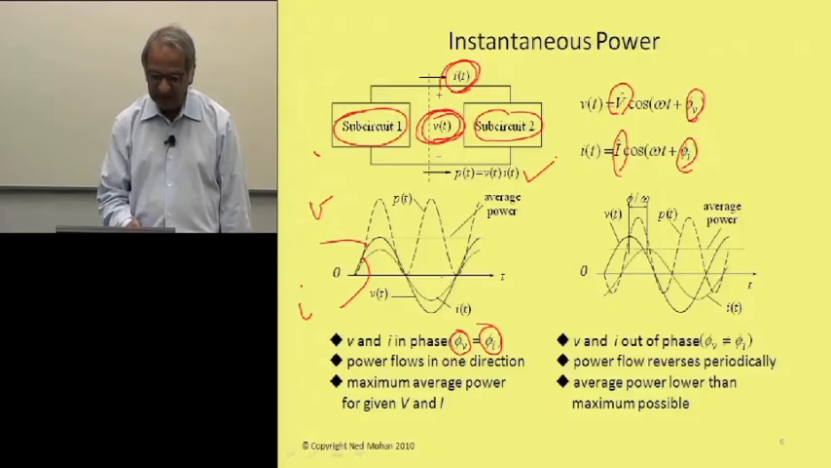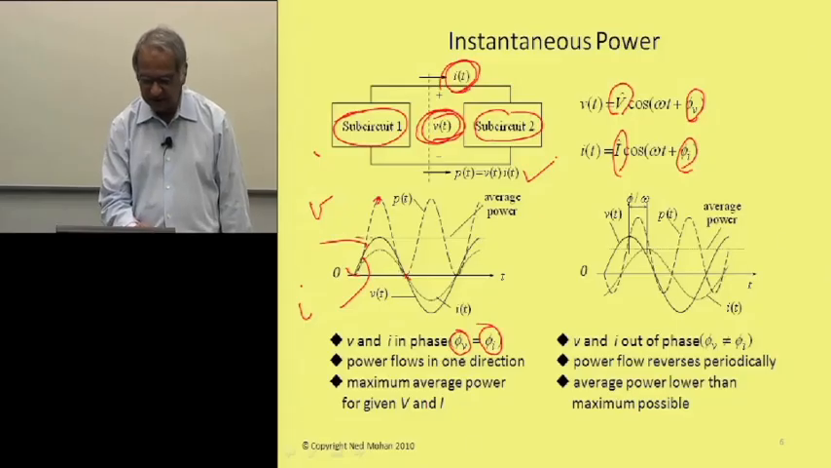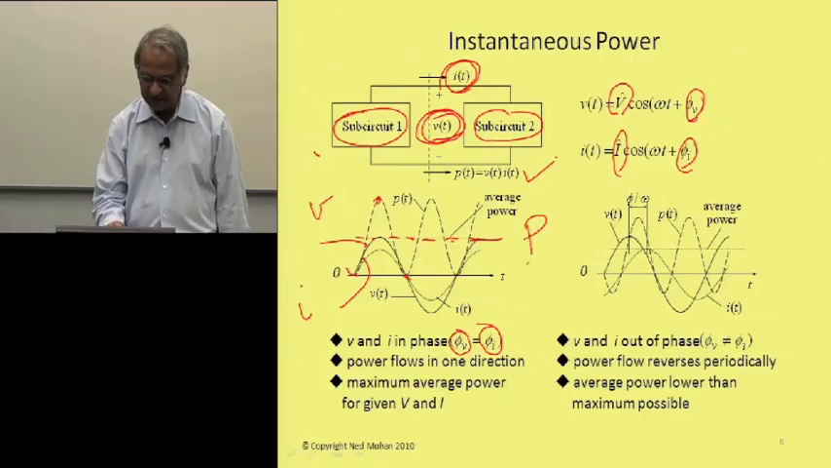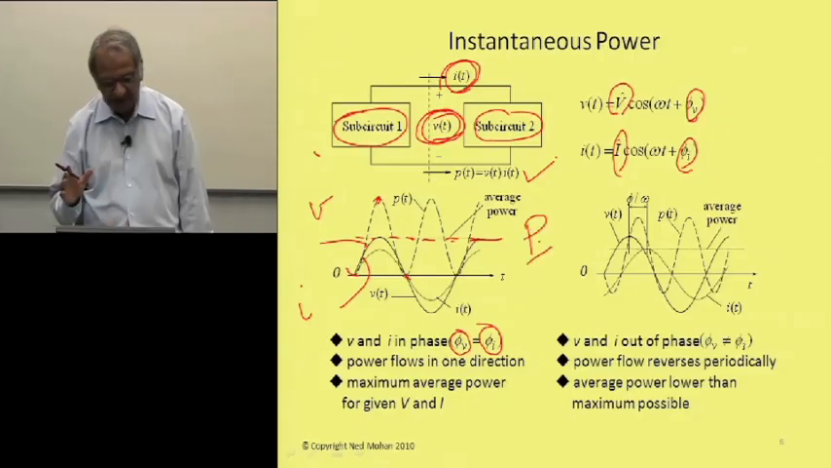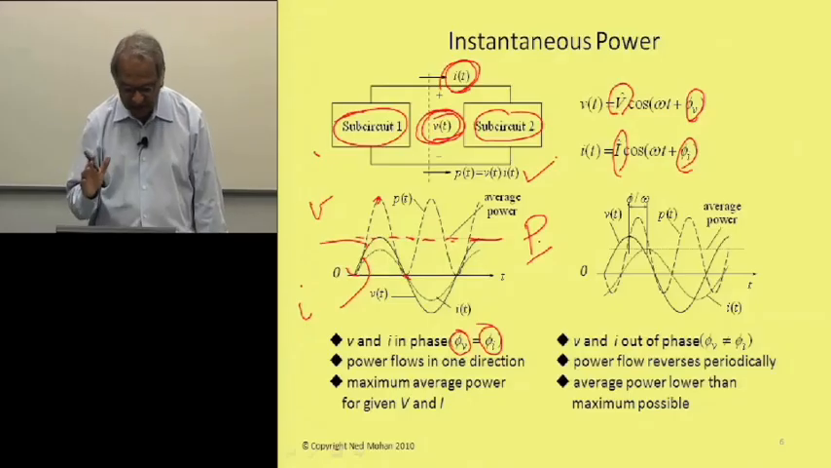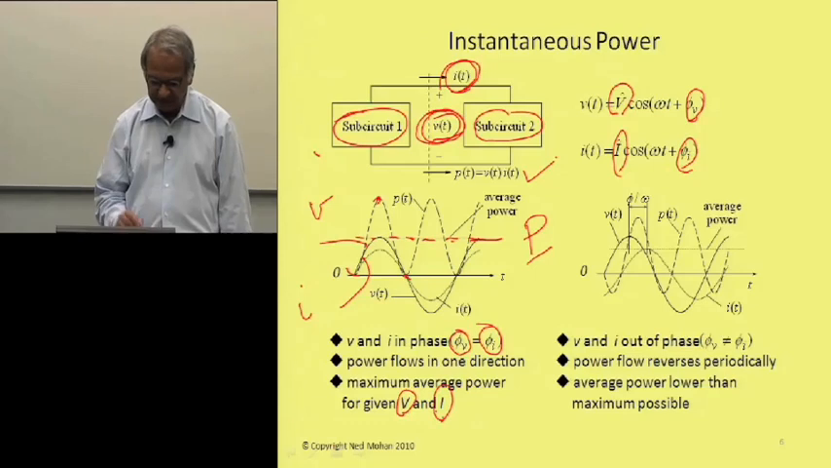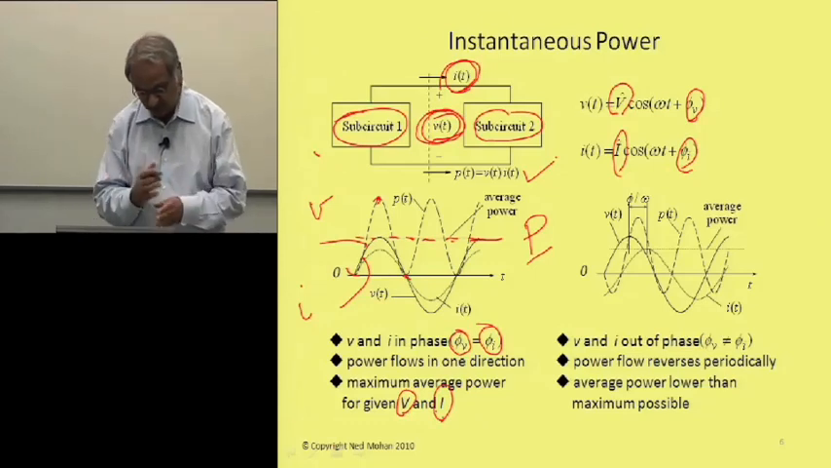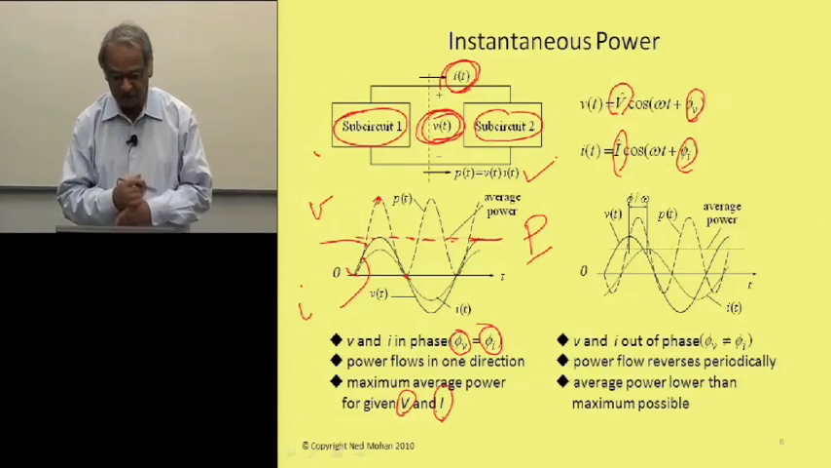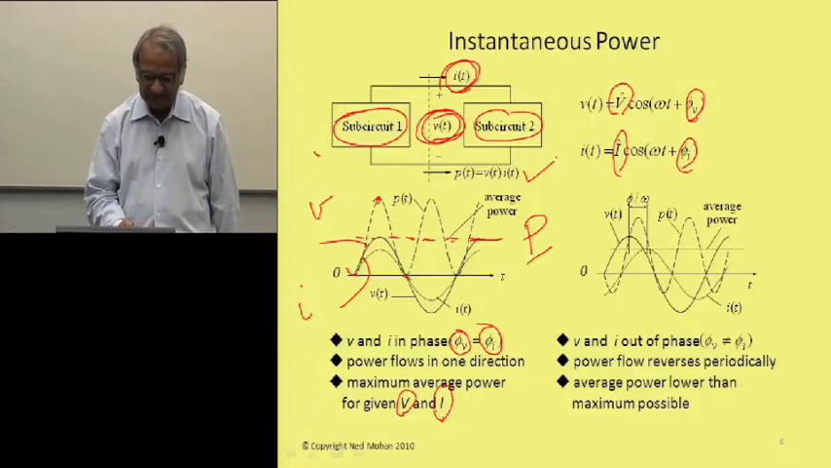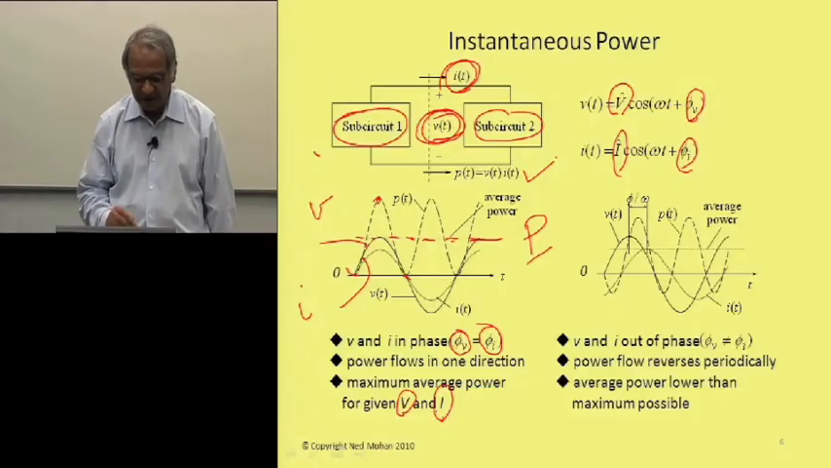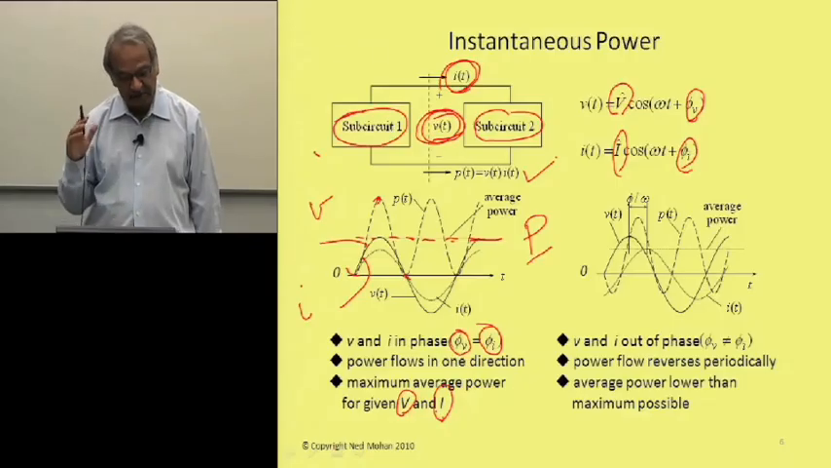And it has an average value. It's going to 0 and then going to this peak value and back to 0, so it has an average value right in the middle over here. That's what we will designate by this average power P. You can see that this average power would be maximum for a given voltage and current when voltage and current are both in phase, because in this case the instantaneous power, although it pulsates, just touches 0. It never goes negative.